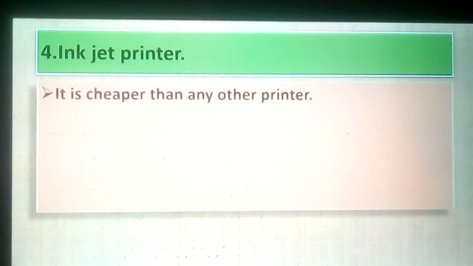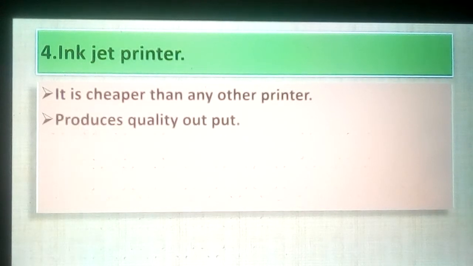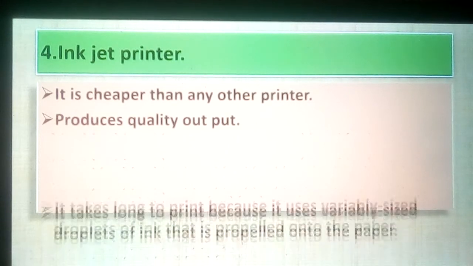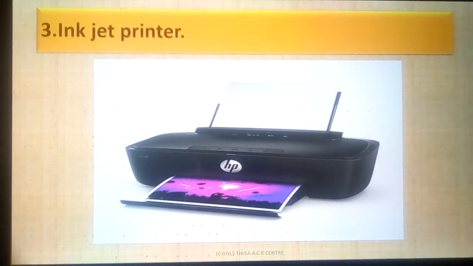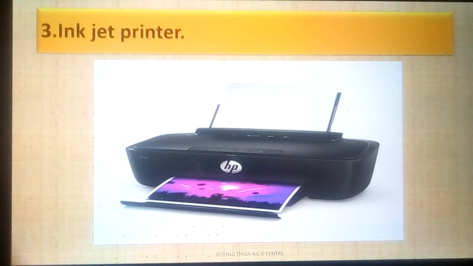Number 4, we have the inkjet printer. Inkjet printer is cheaper than any other printer. It produces quality output. It takes long to print because it uses variably sized droplets of ink that are propelled onto the paper. This is an example of an inkjet printer. It looks like that. It can print pictures.